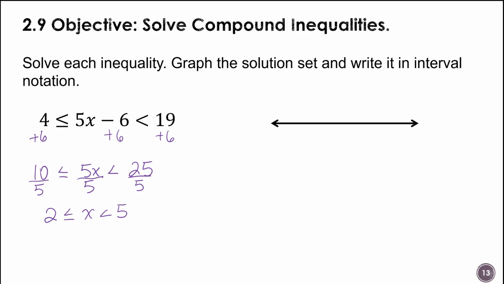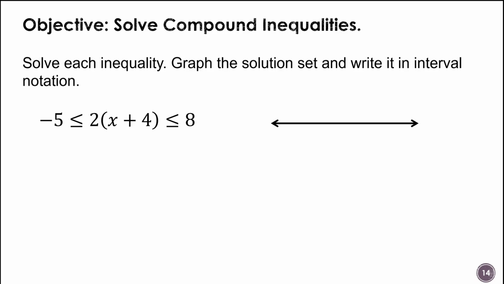So when we graph this once again, it's going to go in between these two numbers, right? We put a bracket on the 2 because the less than or equal, or it's really greater than or equal to is on the 2, and the less than is on the 5. Put the line in between. And interval notation is from 2 to 5, and you have to make sure you put the appropriate bracket or parenthesis in the right place.